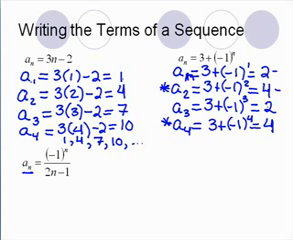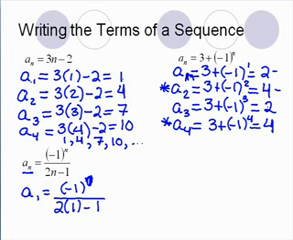Here we have a sub n equals negative 1 to the n over 2n minus 1. So our first term, a sub 1, is going to be negative 1 to the n power over 2, oops, sorry, not n, to the first power, we're substituting in, so that should be a 1. 2 times 1 minus 1, so negative 1 to the first power is going to be negative 1. 2 minus 1 is going to give me 1, so the first term is negative 1.